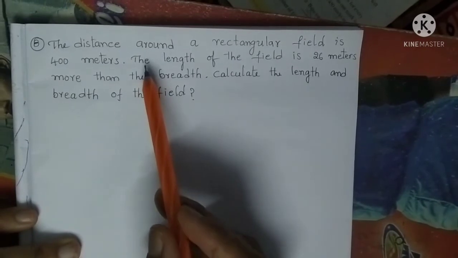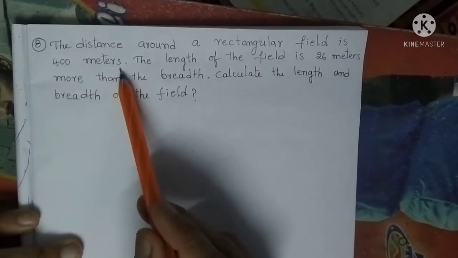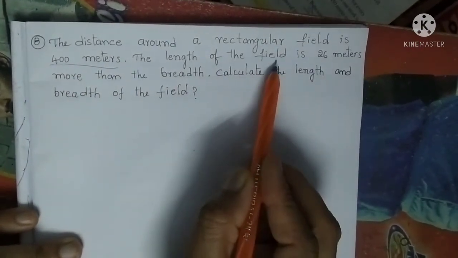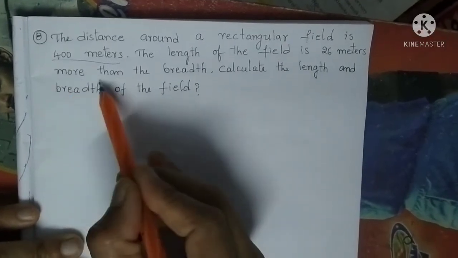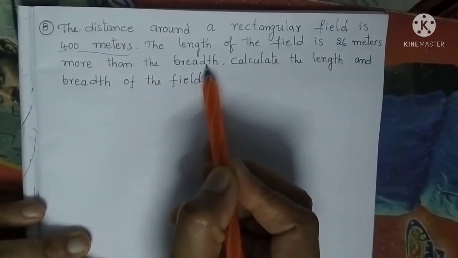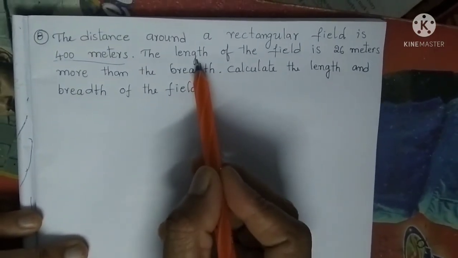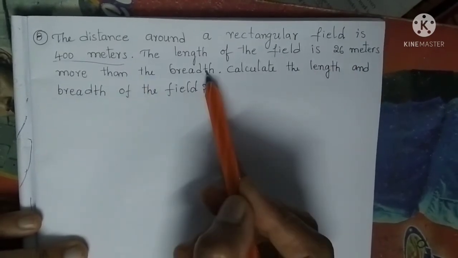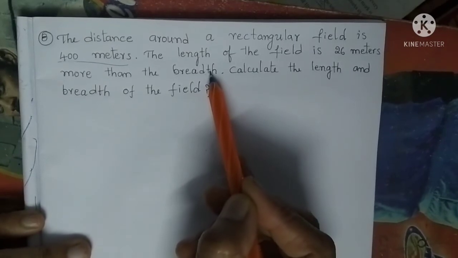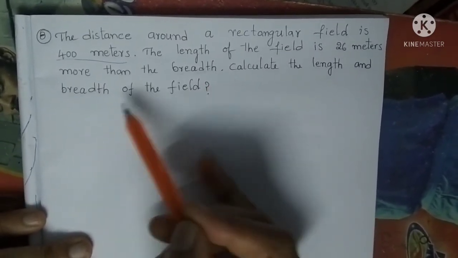So here observe that the total distance around the rectangular field is 400 meters. The length of the field is 26 meters more than the breadth. It means first we have to take the breadth as x. What is the length? 26 meters more than the breadth, x plus 26. Understand that? So calculate the length and breadth.